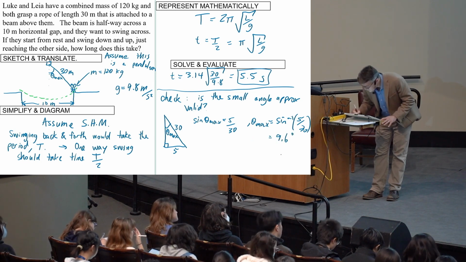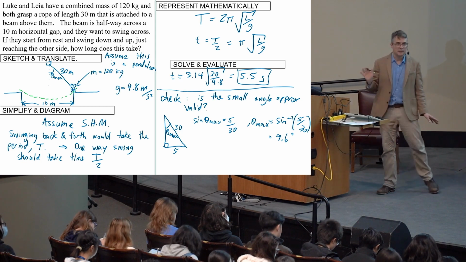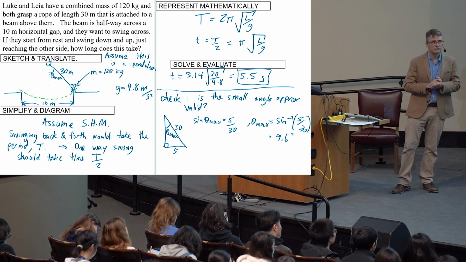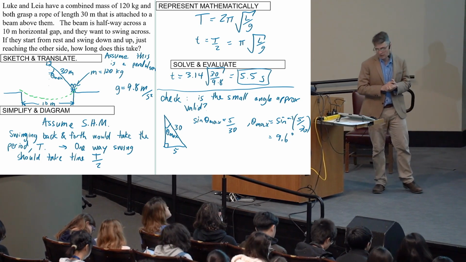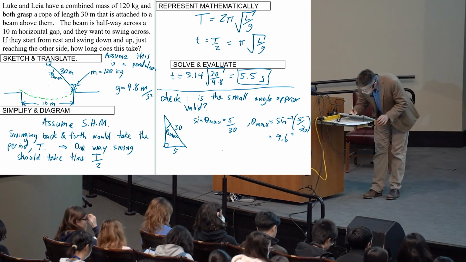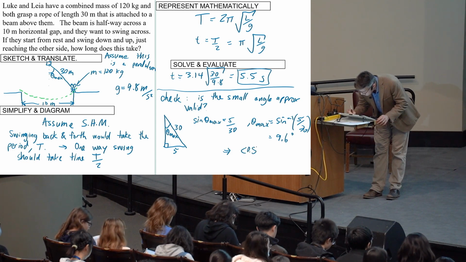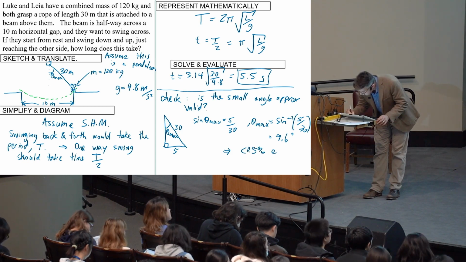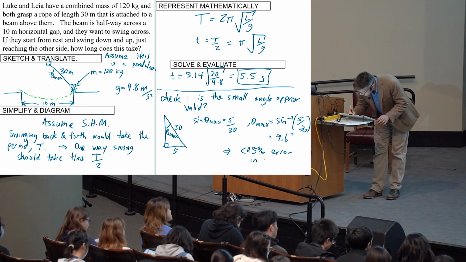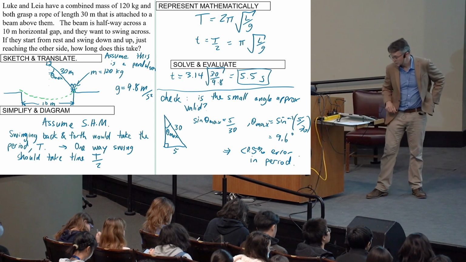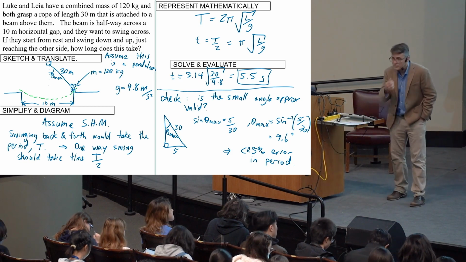9.6 degrees. Since that's less than about 10, then I think rounding things to two significant figures should give us about the right answer. It's a 0.5% kind of error, less than 0.5% error in the period, or the time we're trying to find. So it seems good.